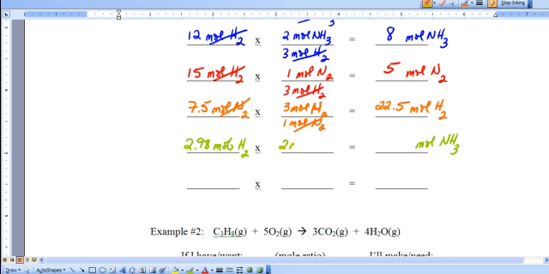So 2 moles of ammonia will be produced from 3 moles of hydrogen. The moles of hydrogen divide out, top and bottom. 2.98 times 2 divided by 3 is going to be 1.99 moles of ammonia.